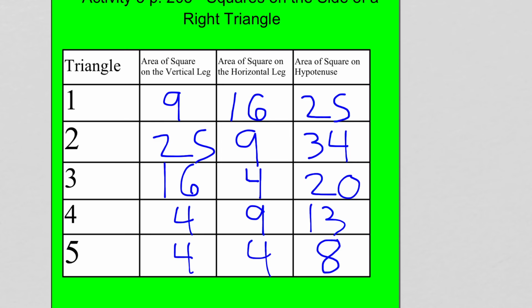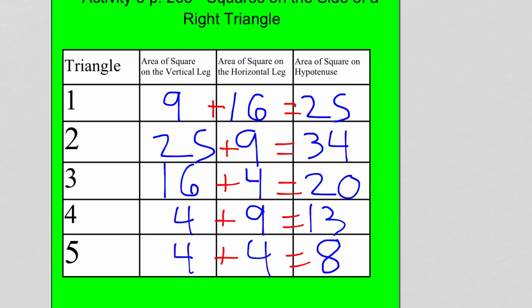Now check this out. Do you see a pattern in these numbers? Hopefully you see this. 9 plus 16 equals 25. 25 plus 9 equals 34. 16 plus 4 equals 20. 4 plus 9 equals 13. 4 plus 4 equals 8.